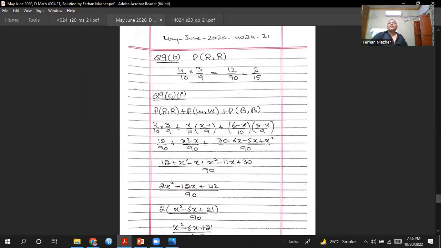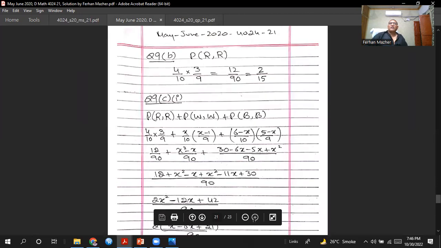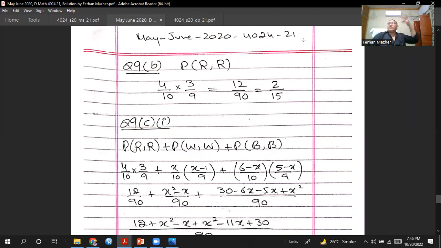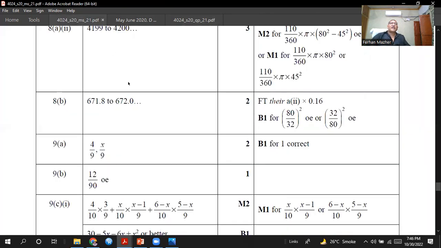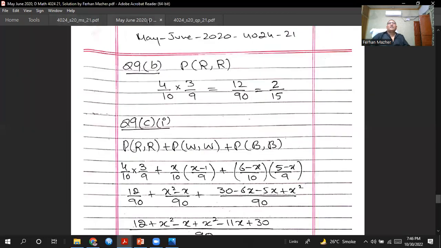Let me show you. Here on your screen, this is showing up. The probability of red, comma red will be 4 by 10 multiplied by 3 by 9. So it will be 12 by 90. When you simplify, it will be 2 by 15. So that's question number 9. 12 by 90 is the right answer, sir. Okay.